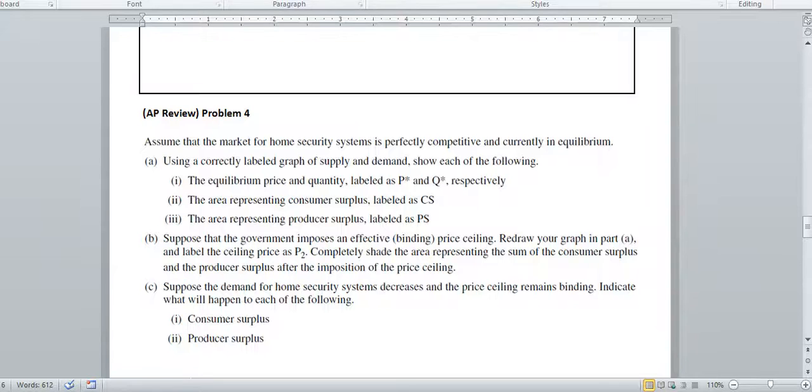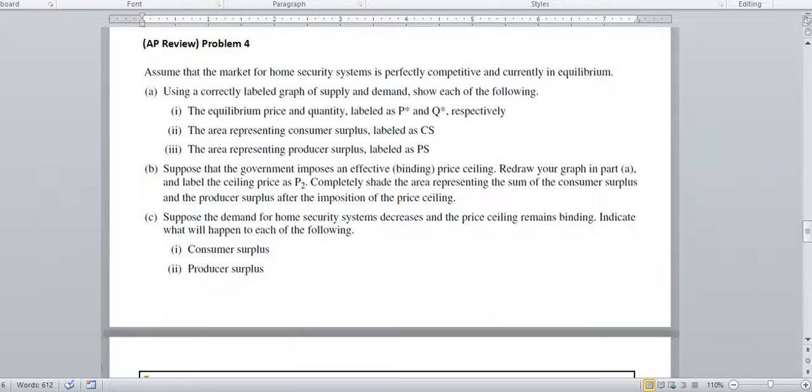What next? Okay, so now we're going to suppose that the government imposes an effective binding price ceiling. Redraw your graph in part A and label the ceiling as P2 and completely shade the area representing the sum of the consumer surplus and the producer surplus after the imposition of the price ceiling.